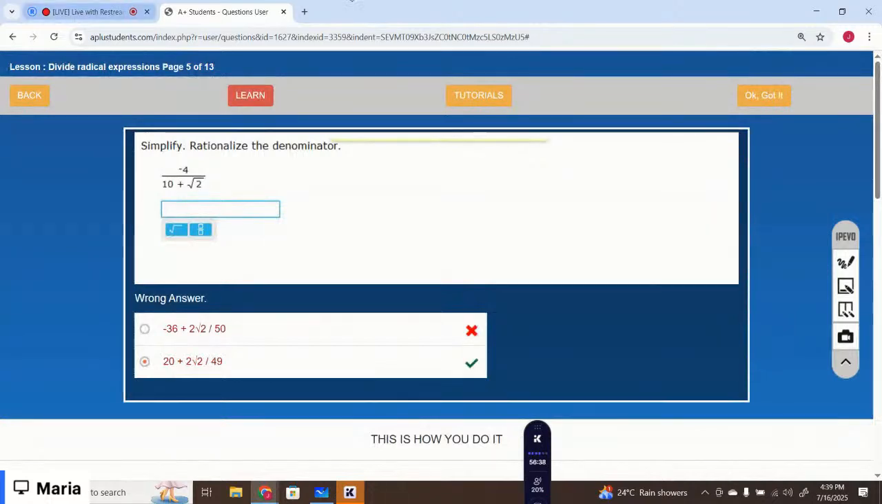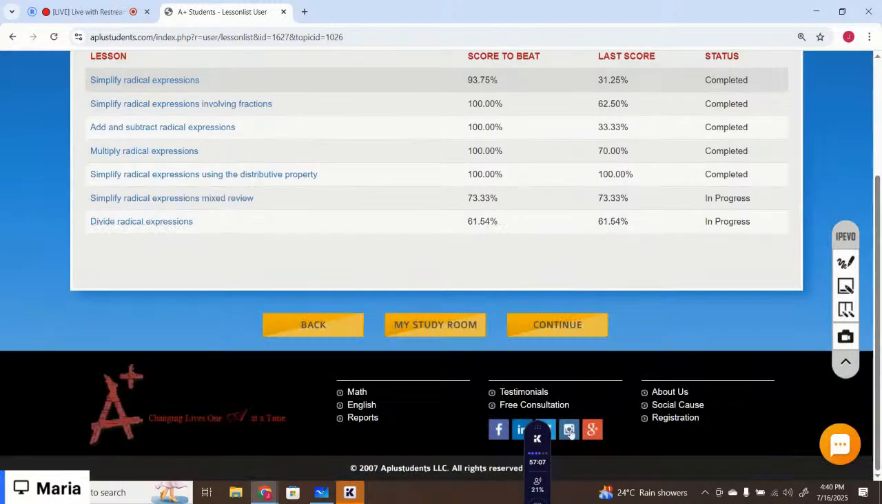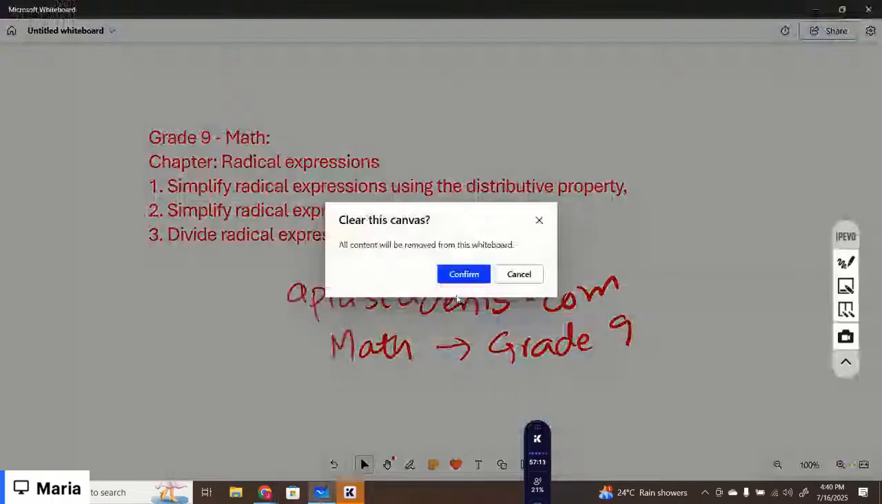Okay, you can complete the lesson by yourself. So we were working on the grade 9 math chapter, radical expressions, and the lessons we followed today are simplify radical expressions using the distributive property, simplify radical expressions mixed review, and divide radical expressions. So please make sure before the next session you complete all the practice questions for the lessons we just did. That is your homework until next session.